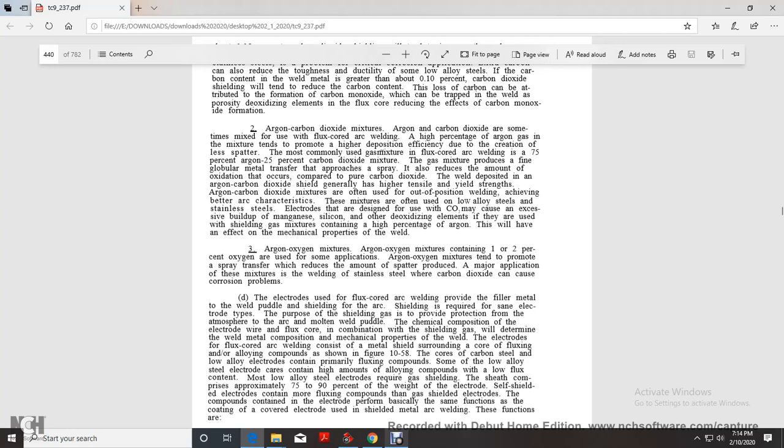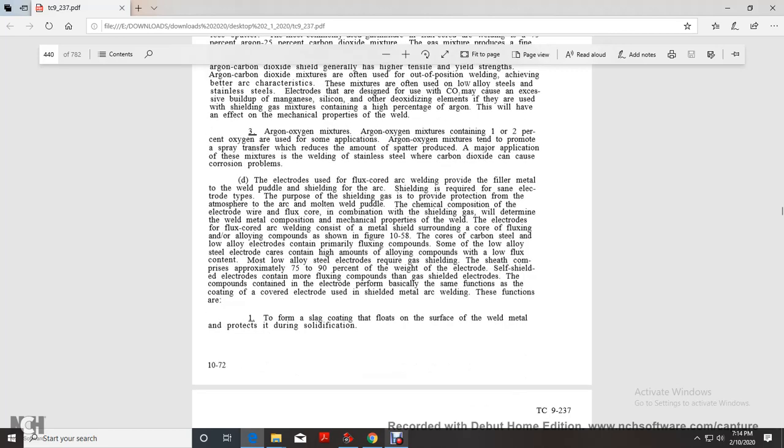Argon and oxygen mixtures. Argon and oxygen mixtures contain 1 to 2% oxygen. They are used for some applications. Argon and oxygen mixtures tend to promote spray transfer with a reduced amount of spatter produced. The major application of these mixtures is welding stainless steel, where carbon dioxide can cause corrosion problems.